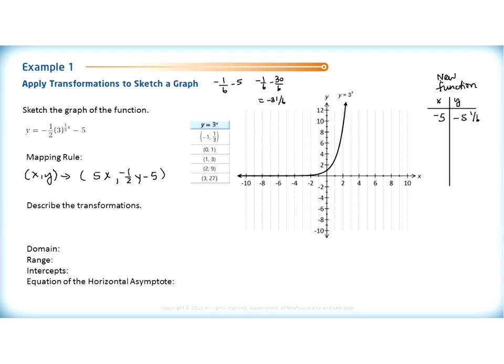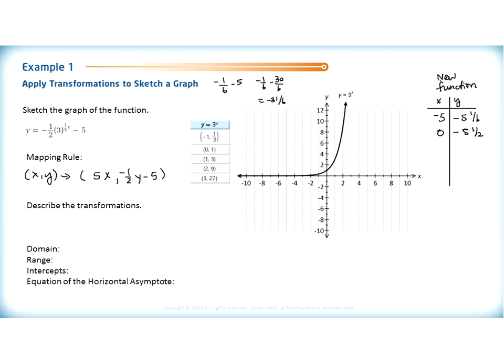Let's plug in our next point. x is 0, y is 1. If x is 0, I get 5 times 0, which of course is 0. If I plug in y is 1 into my mapping rule, I get negative 1/2 subtract 5, which is negative 5 1/2.